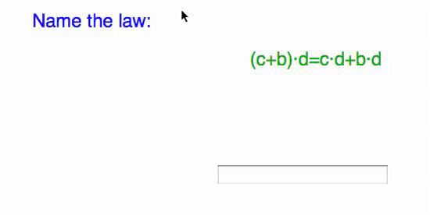Okay, name the law. So we're talking about commutative, associative, or distributive. Okay, so this one, notice here we have one D, and over here we have two Ds. Now the C, the B, and the D represent numbers, right? But here we have one D and here we have two Ds. So the Ds have been given out. The Ds have been distributed. So this is called the distributive law. What happens is a D comes in and multiplies the C and multiplies the B. So that's distributive.